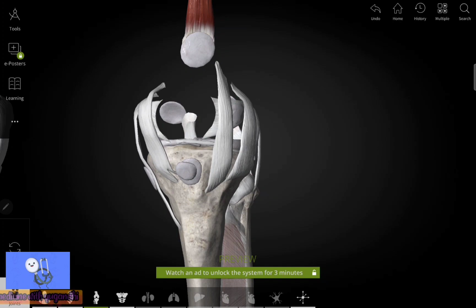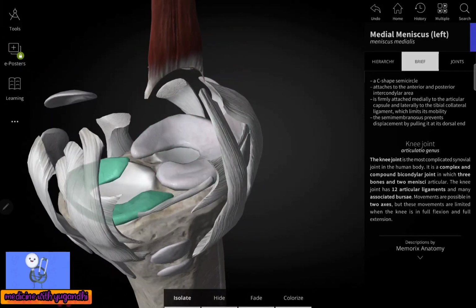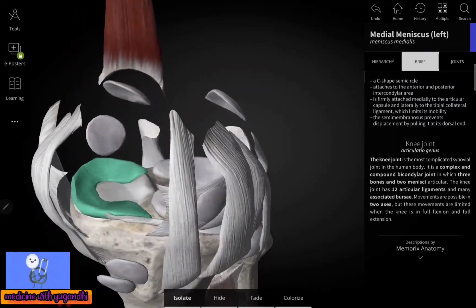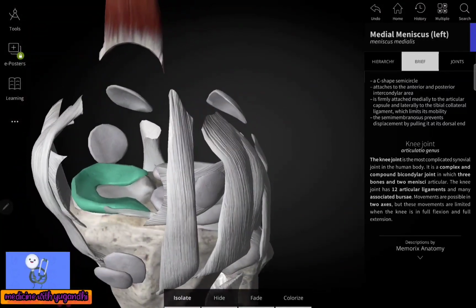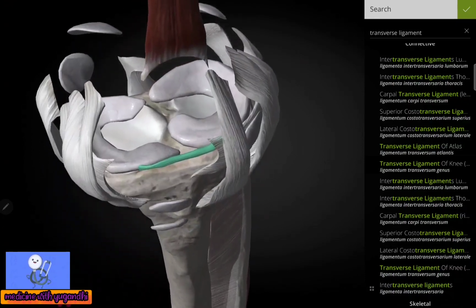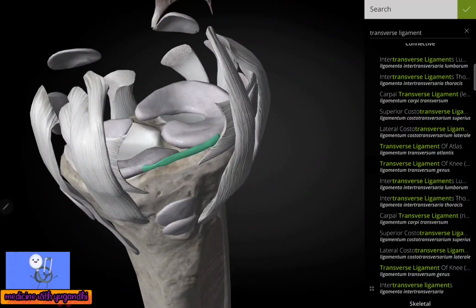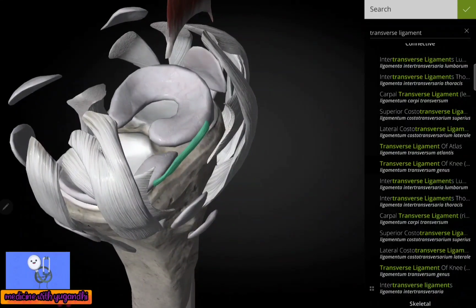The next one is the menisci, the medial and lateral menisci. Here you can see the lateral meniscus on the left side, and this is the medial meniscus on the medial side of the left side. The last ligament we are going to see is the transverse ligament. You can see the transverse ligament connecting the two menisci, the lateral and the medial menisci. So this is the transverse ligament.